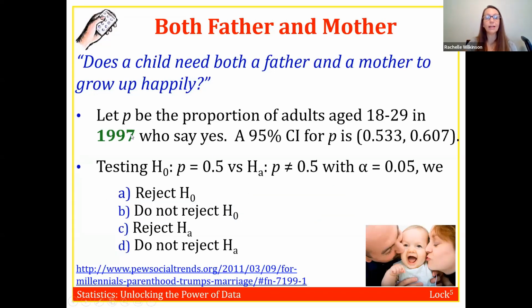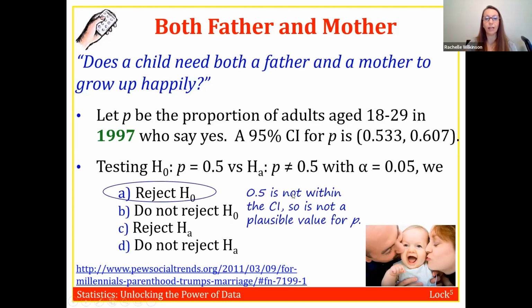Okay, in 1997, they asked the same question to adults age 18 to 29, and this time their confidence interval in 1997 went from 0.533 to 0.607. So what should be our conclusion in this test if we're using that confidence interval to do a test? Yeah, so this time 0.5 is not in the interval. So it's not a plausible value, which means we can reject the null hypothesis, because the null hypothesis is not plausible.